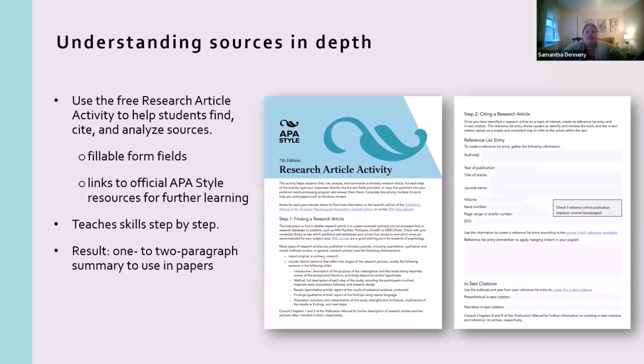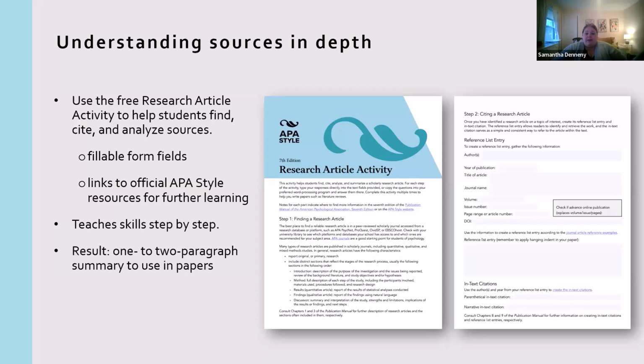A helpful tool, especially with students who are doing this for the first time, is our research article activity. Our free research article activity, which Andrea is going to put in the chat for everybody, is going to help students to find, cite, analyze, and paraphrase sources. It features fillable form fields in which students find an article, create the reference list entry and in-text citation, and then analyze the various parts of the article to write about what it says.